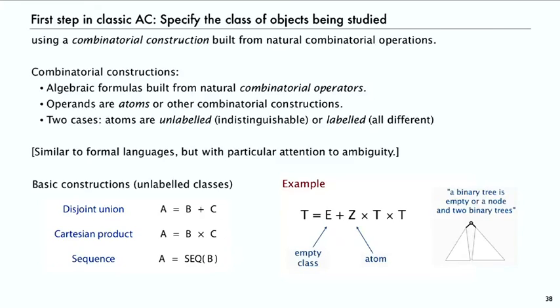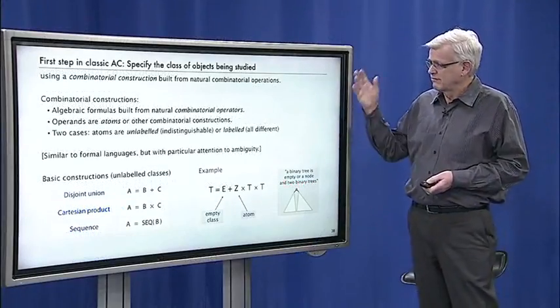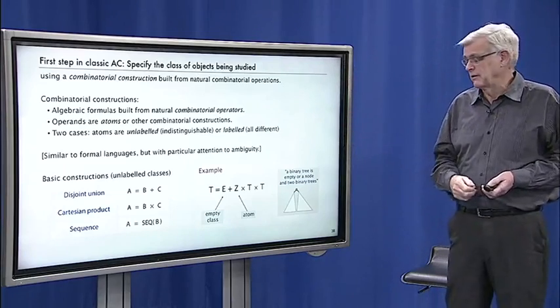For example, this is a fully formal basis for writing down a specification of a binary tree with that formula. T equals E, which is the empty class, plus Z, which is a class containing one thing, a node, and that is a product with a node. A tree is a sequence of a node and two trees. So that's a formula that fully specifies what we mean by binary tree.